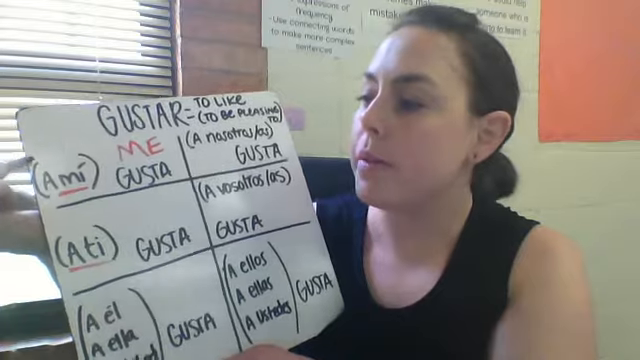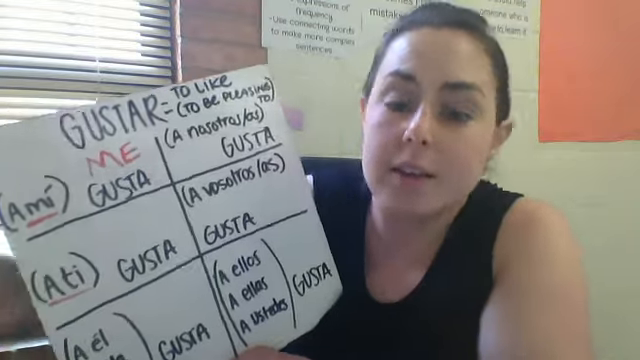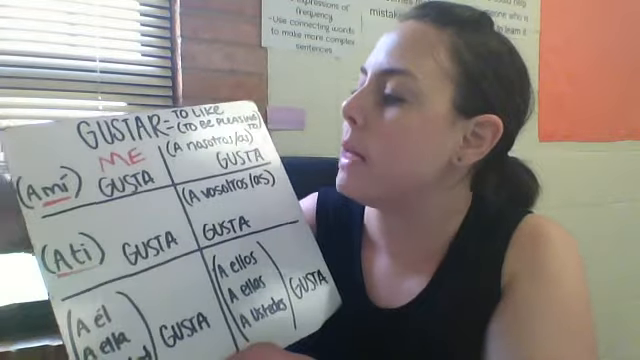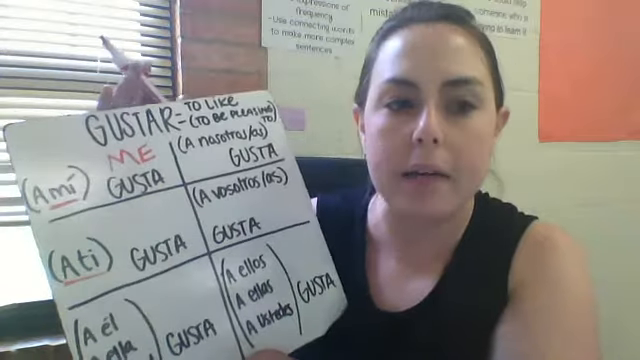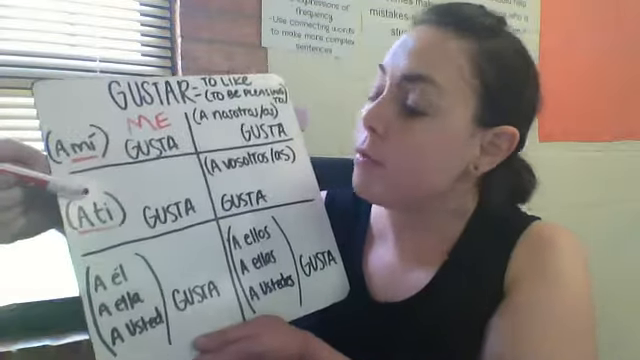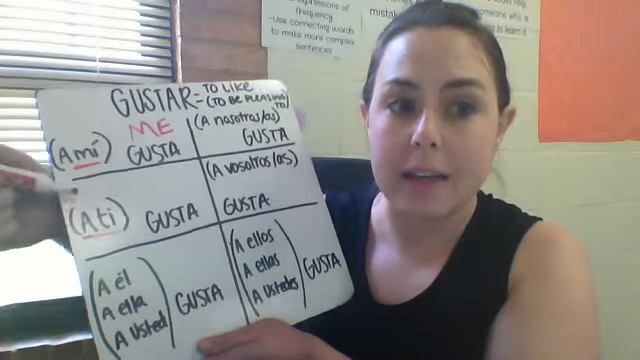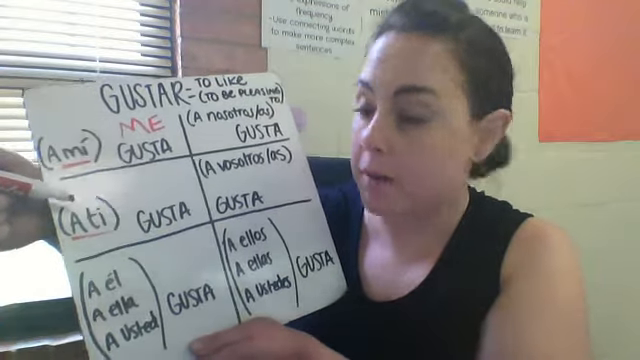Remember, me gusta means I like. A mí is in parentheses because it's optional. I can say this or not. It doesn't really matter. So a mí me gusta, and me gusta means I like. The pronoun for you like is a ti, and again, that's not necessary. You don't have to have it.